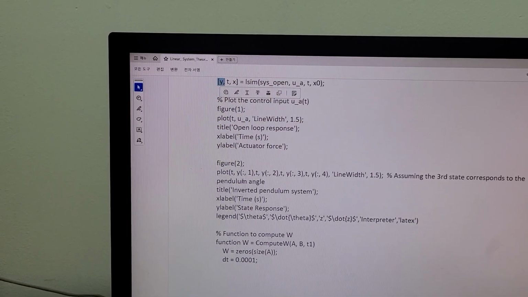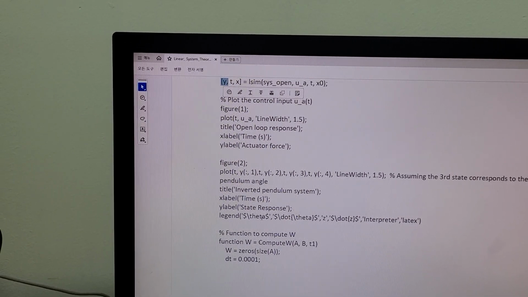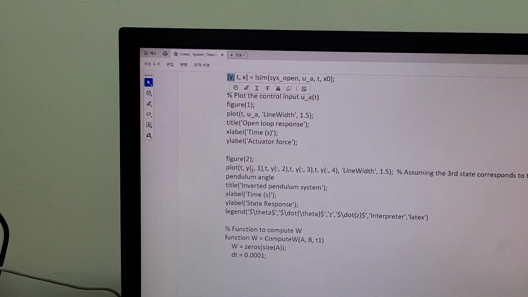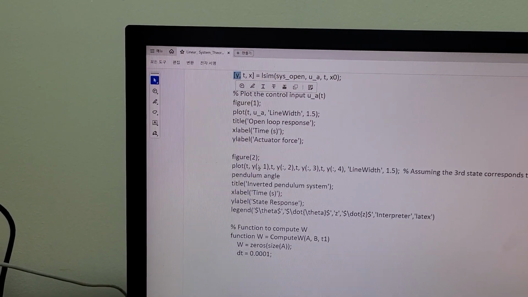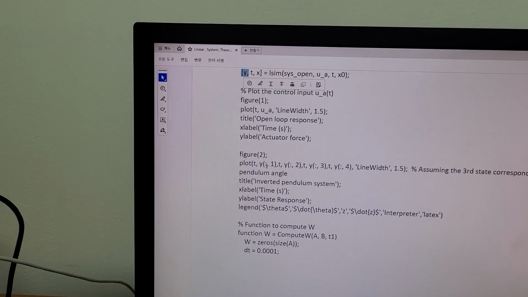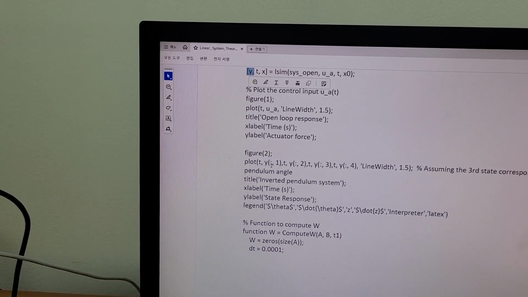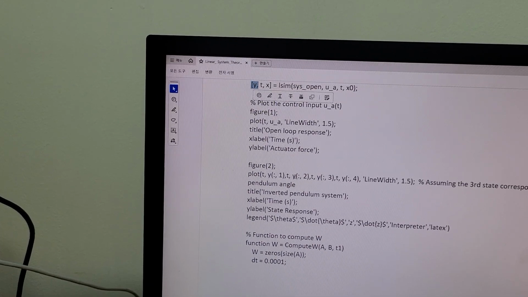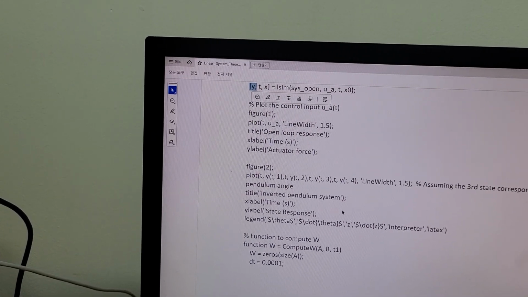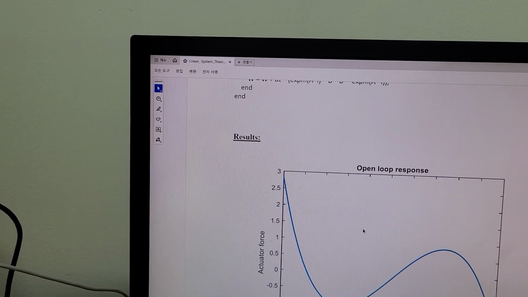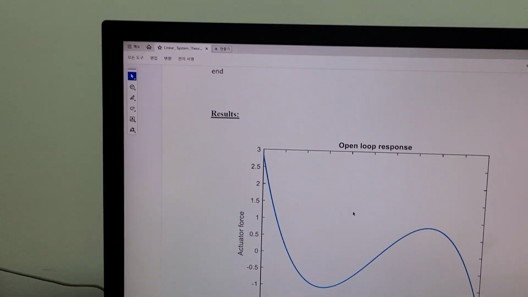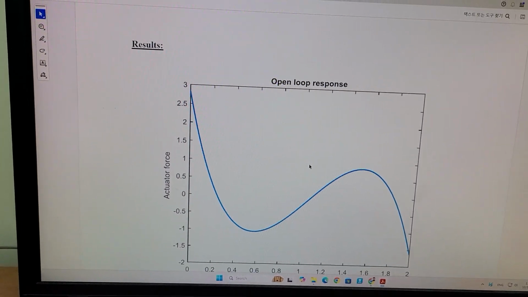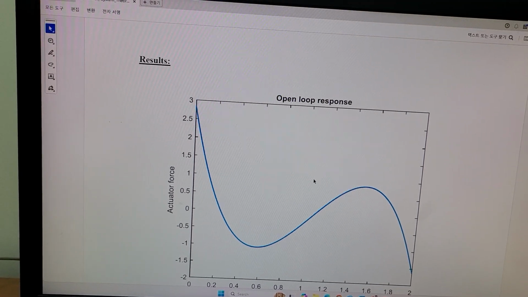In the second case, we can also plot the multiple output responses, like the angular position and angular velocity of the pendulum, and the linear displacement and linear velocity of the cart. These are y1, y2, y3, and y4. In the first case, this is the actuator force UA for the controller.